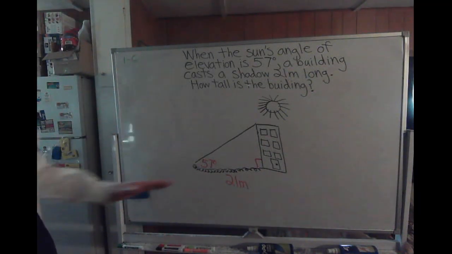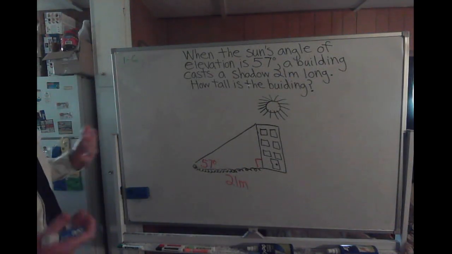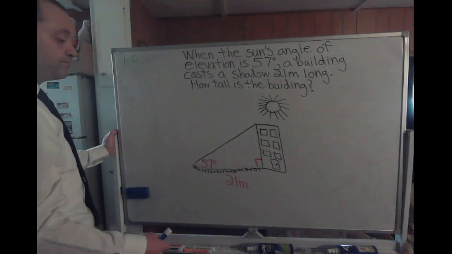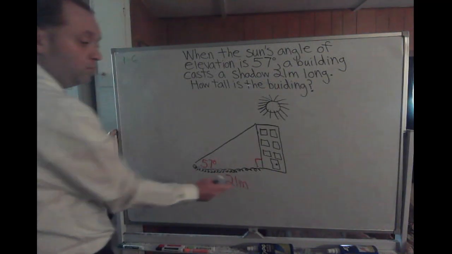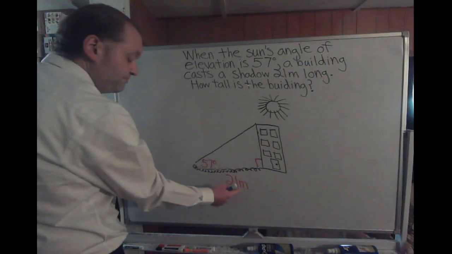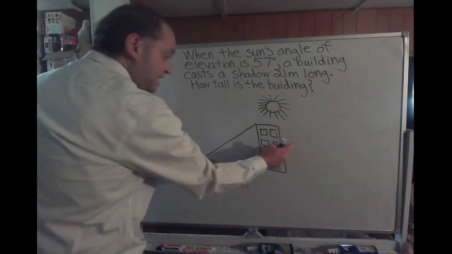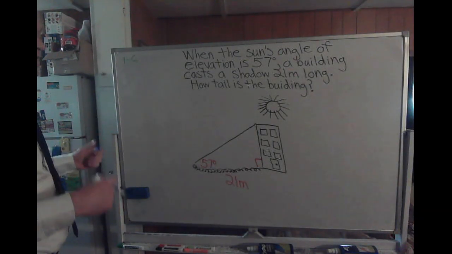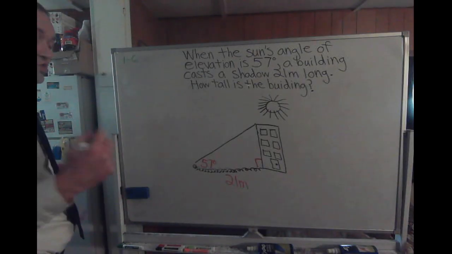Basically now, once we have our diagram and understand what the problem's asking, we can go ahead and start solving. We have our angle of 57. Let's see, we have an adjacent side of 21 meters, right? Because that's the shadow, it's the adjacent side. The opposite side is the building. That's what we're trying to find. If you are trying to relate opposite and adjacent, you're going to use the tangent ratio.